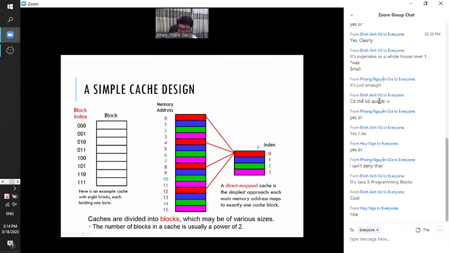For example, in these figures, we have a cache with four blocks, indexed by 00, 01, 10, and 11. Something like that. So in that case, we will store memory to the cache.